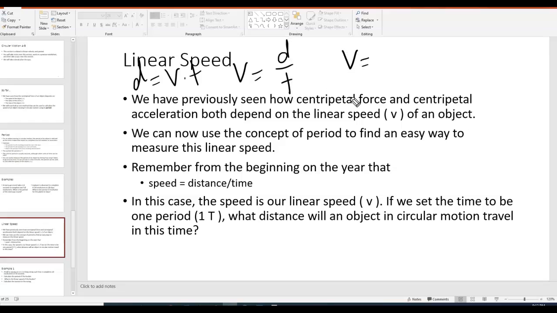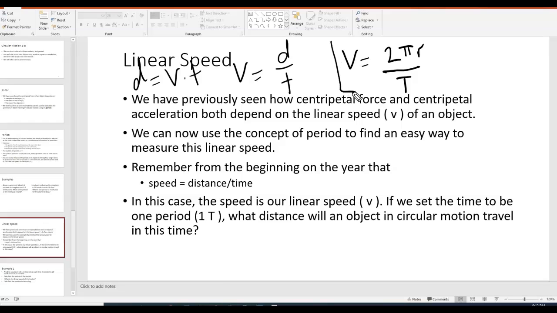Now, this simple equation lets us find an equation for v that has period in it. So if you have an object going around in a circle, if the time is 1 period, think about this logically. In 1 period, what distance does an object travel? If it's going around in a circle, what is the distance traveled in 1 revolution? It has a name, it starts with a C. Hopefully you got that. That distance is called the circumference. And the equation for circumference is 2 pi r, where r is the radius of the circle.